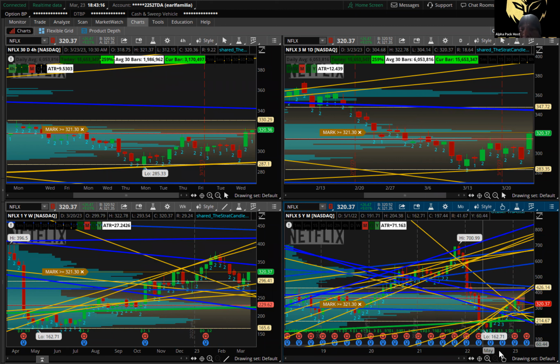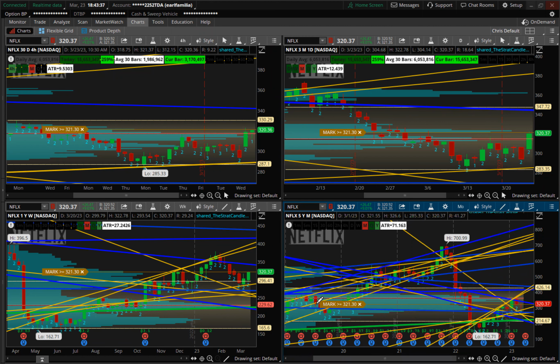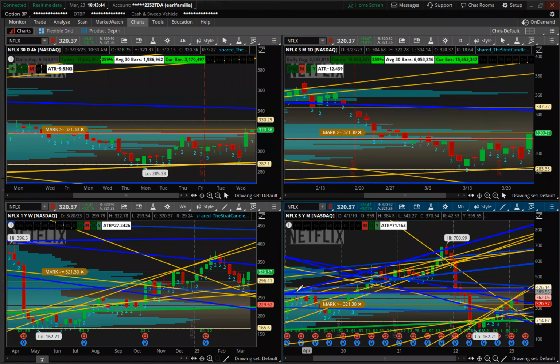What I want to do right now is throw some more BFs on here on the monthly time frame. First off, I want to find that BF that Goose has. That one is from, hold on, April of 2019. My bad, it's April of 2020, and I drew it back to March of 2020.